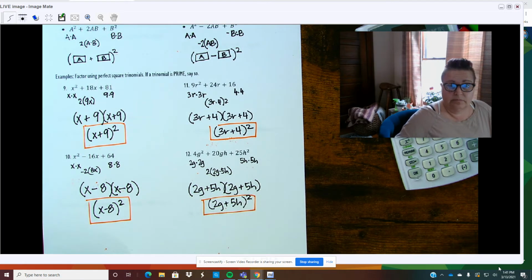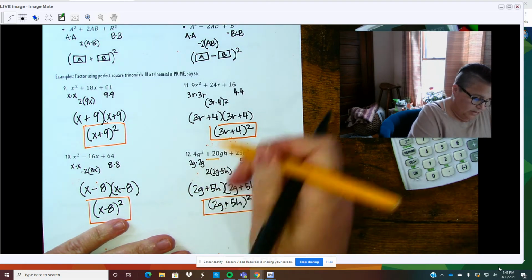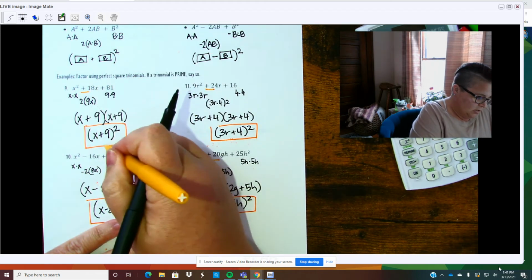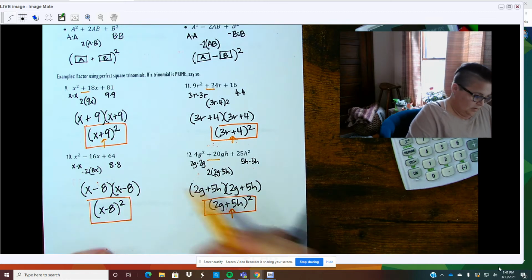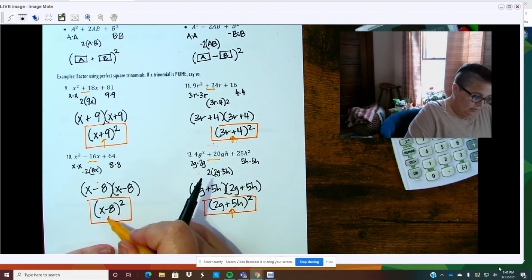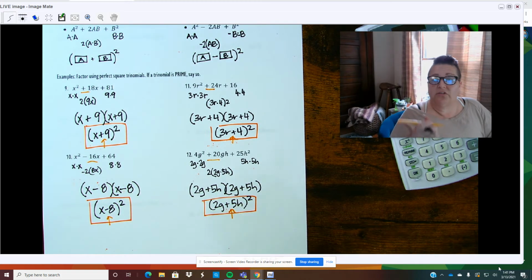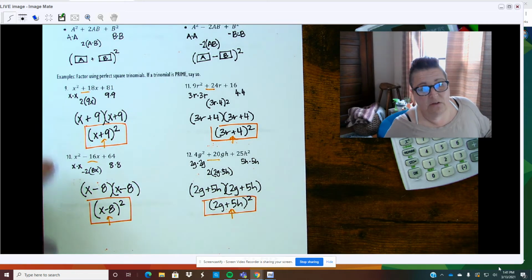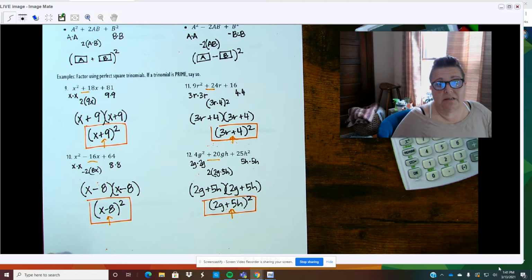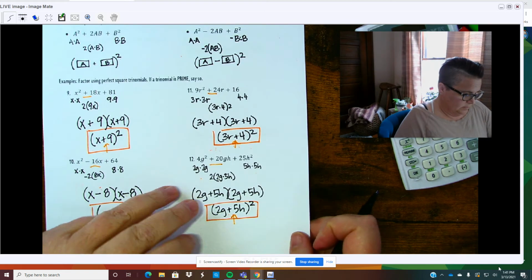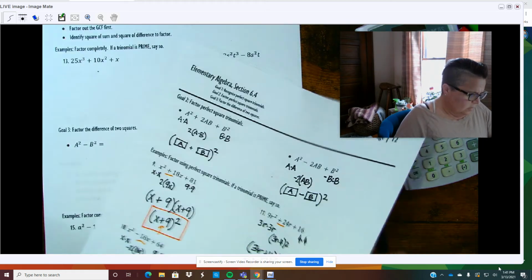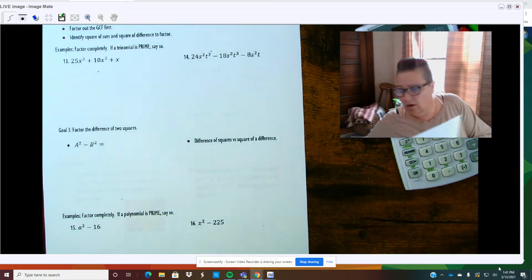Notice that all of these with a plus, plus, plus ended up with a plus, plus, plus. And the one with a minus ended up with a minus. So the sign on the middle term, if you're doing a perfect square, will tell you what sign belongs in your factored binomial. Okay?